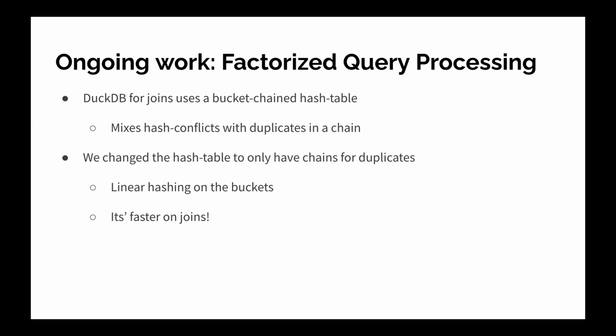And in a bucket-chained hash table, you have chains for the collisions, but also for the duplicates. And it's actually mixed. So you have these buckets, and if something is in a chain, it can be for two reasons. Either because the key happens multiple times. So yeah, you have multiple occurrences of the key. Therefore, they have to go into the chain. Or you actually were unlucky and you had a hash conflict and two different keys hashed on the same bucket.